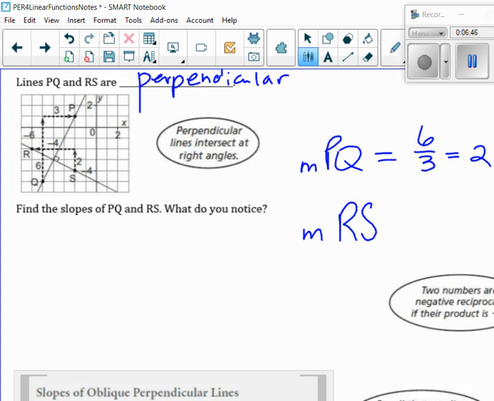Now we're going to do RS. So we're going to go from R to S. We're going to go down. Does everybody see we're going down? 1, 2 over 1, 2, 3, 4. So we're going down 2, minus 2 over 4. What does that reduce to? Negative 1/2. What do you notice about the slopes? They're not the same. Anybody know what that is? What do you mean by opposite? So just so you know, opposite in math actually means opposite signs. So that's why I was trying to clarify, because they are actually opposite signs.